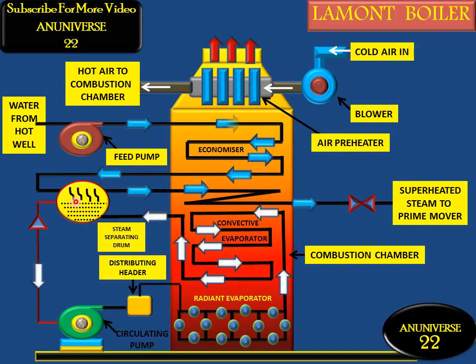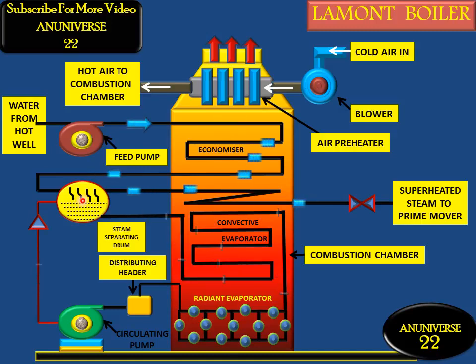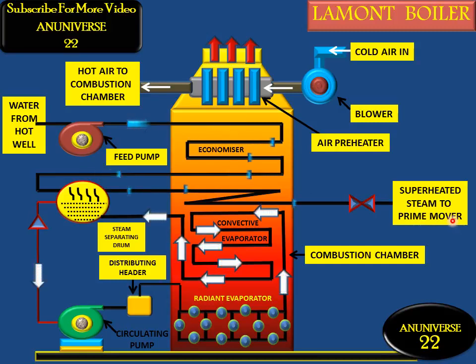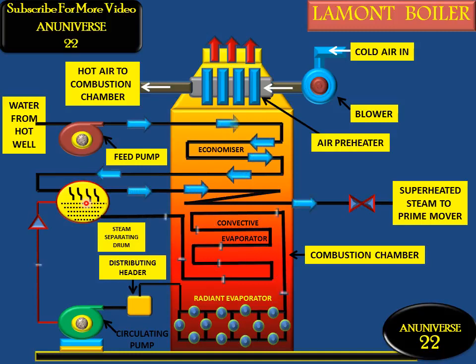This mixture of water and steam is sent to the steam separator drum that is outside the boiler, and steam from this is sent to the superheater, where saturated steam is converted into superheated steam and then sent to the prime mover. And again water is sent to the economizer, where it again passes through the evaporator tubes.